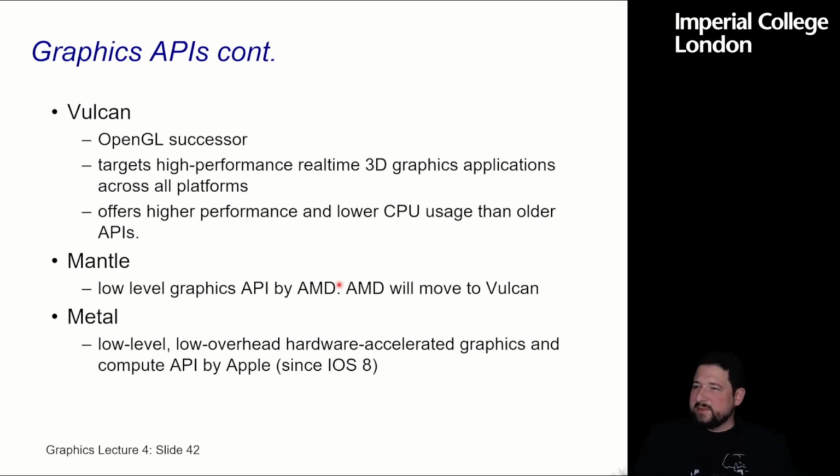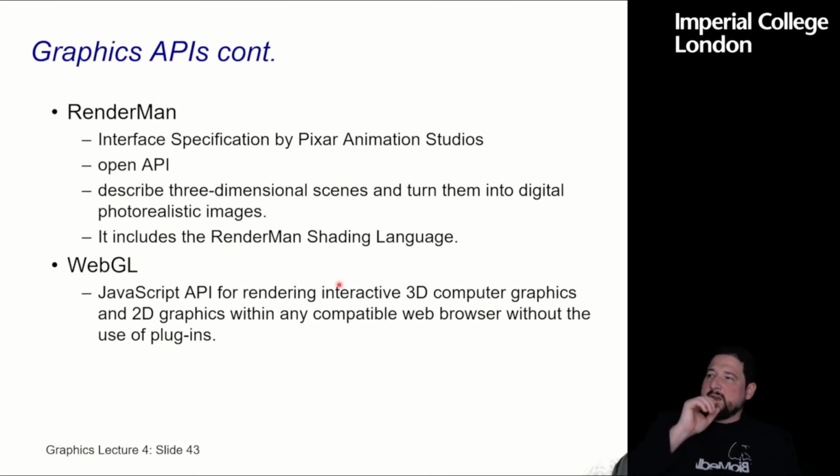Metal is the Apple thing. Like OpenGL, basically, it's the same thing: an abstract graphics device and graphics API, which you can program in bits. And there's also RenderMan, which is used by Pixar. This is an interface specific for movies. It's an open API, and it describes three-dimensional scenes and turns them into digital photorealistic images. So the focus here is on realism or whatever effects you want, but not real time. So you would not use this as a real-time language. It includes the RenderMan shading language, which has a similar purpose to the GLSL shading language.